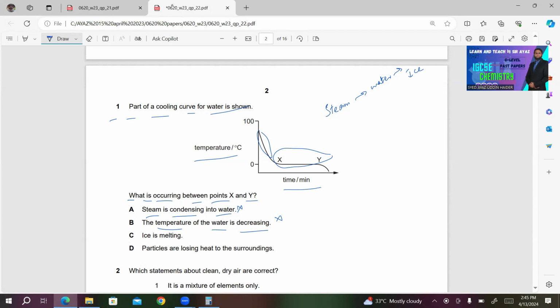C, ice is melting. This is also incorrect. Ice is not melting. Choice D, particles are losing heat to the surroundings. This must be the correct statement, D.